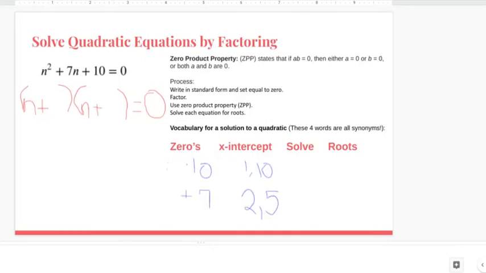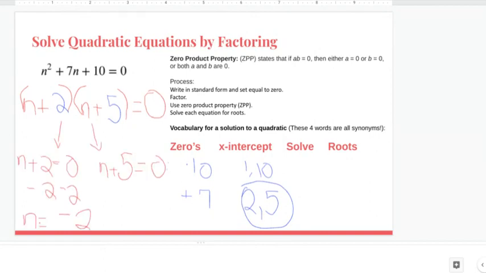So I know 1 times 10 is 10, 2 times 5 is 10, 3 doesn't go into 10, 4 doesn't go into 10, and I am back at 5. So if I look for a sum of 7, I know that my factors are n plus 2 and n plus 5. I can always check that by using FOIL, multiplying back out, and I'll see it makes my original polynomial. So now that I have factored this polynomial, now I'm going to apply ZPP, which means to set each factor equal to 0.